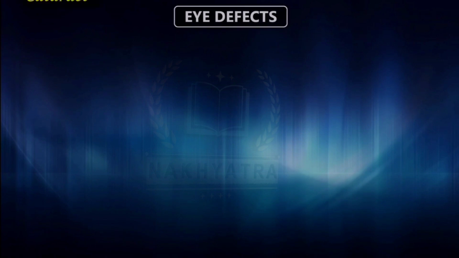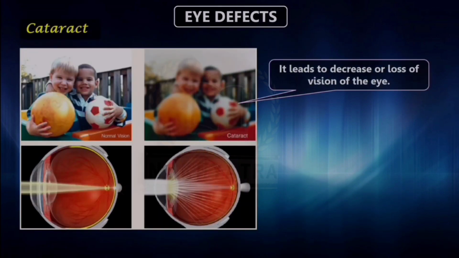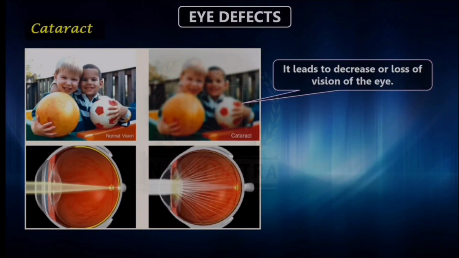Now, next we will see cataract. It leads to decrease or loss of vision of the eye. A cataract develops when the lens in our eye, which is normally clear, becomes foggy and it blocks the light as it passes through the lens, and as a result our vision becomes blurred.